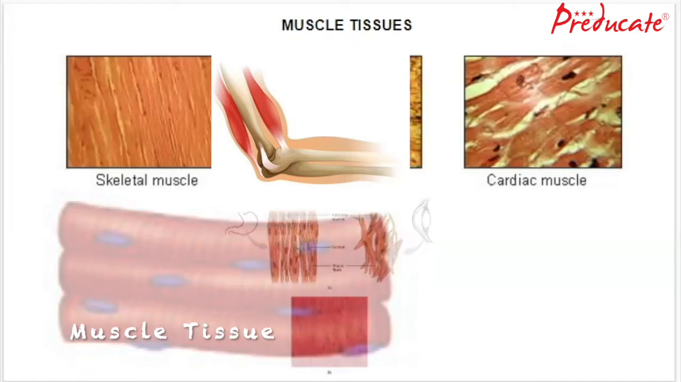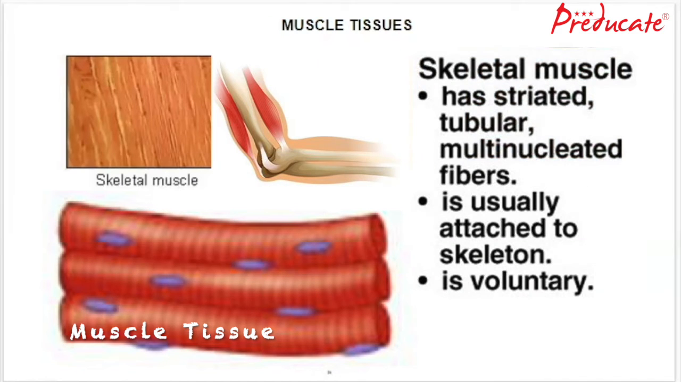First is skeletal muscle. It is a muscle that is attached to the bones, and contraction of these muscles generates body movements. For example, limb movement, jaw movement, breathing and so on.